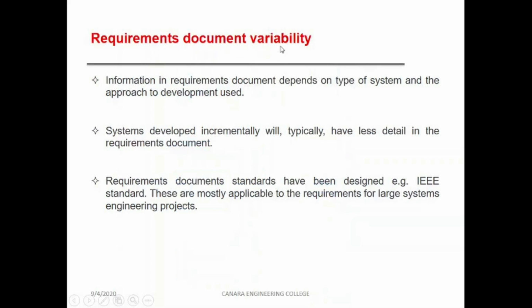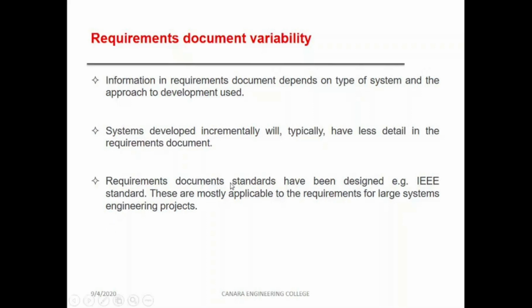Requirement document variability. Information in the requirement document depends on the type of system and the approach to development used. Systems developed incrementally typically have less detail in the requirement document. So in the document we will have very little information. Since the development of the software is incremental, that is step by step, there will be very little requirement document before developing the product.